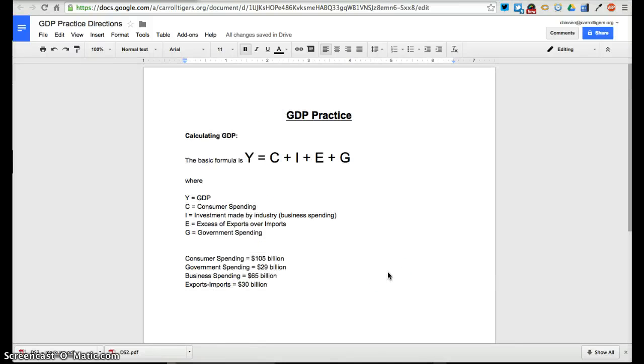This tutorial will help you understand GDP, gross domestic product, and how it is calculated. The basic formula for calculating GDP is Y equals C plus I plus E plus G. In this formula, Y equals GDP, C equals consumer spending, I equals investment made by industry, E equals exports over imports, and G equals government spending.